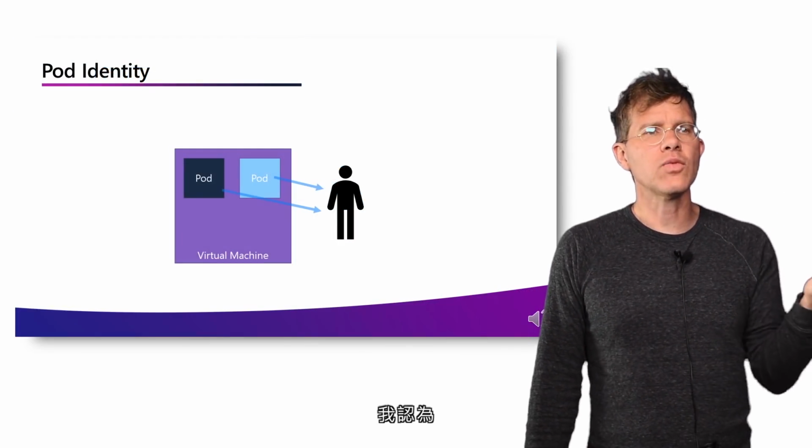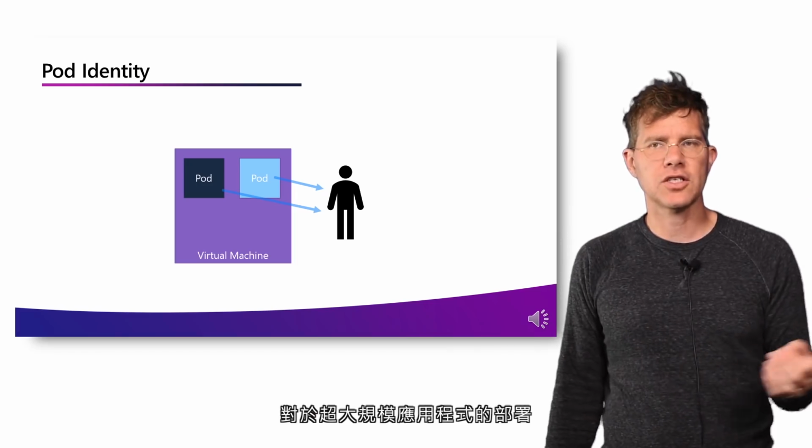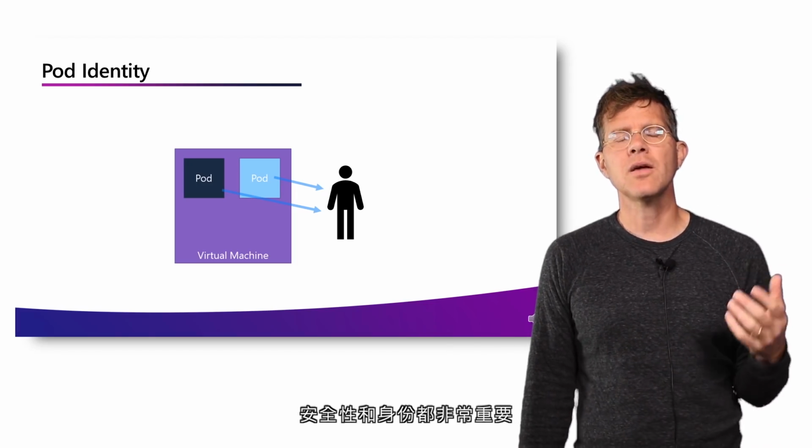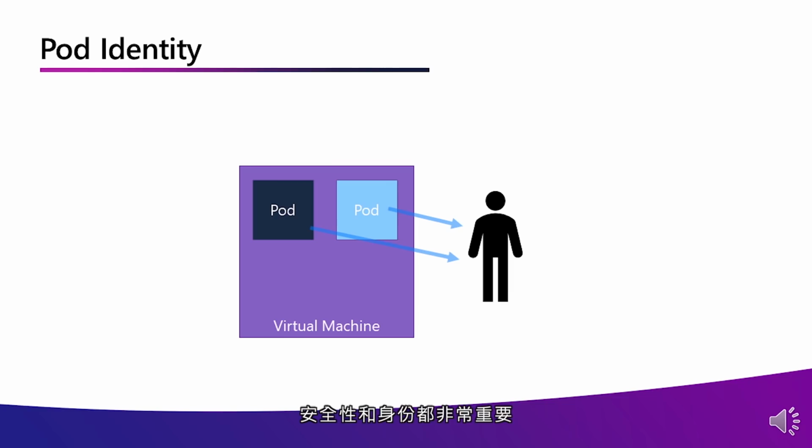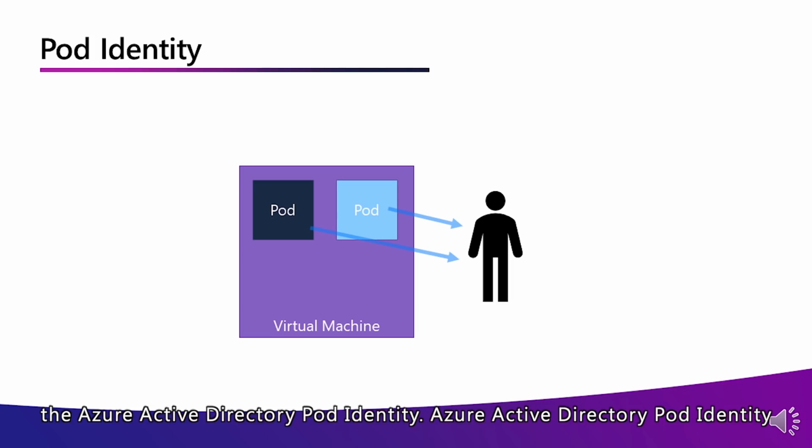I think another really important part of deploying applications beyond scale is thinking about how we deal with security and identity. Identity is a critical component of any security environment, and Azure has really focused on how do we deliver this for your applications. And to that end, we've created something called the Azure Active Directory Pod Identity.